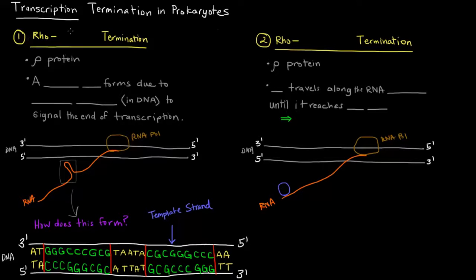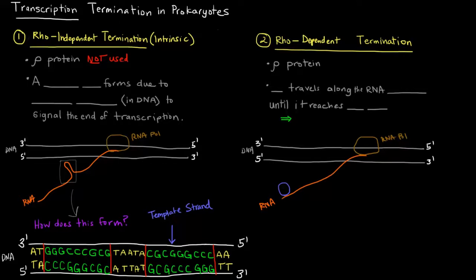In this video, I want to talk about how transcription ends, or how transcription terminates in prokaryotes specifically. So there are two ways. There is rho-independent termination, which is also called intrinsic termination. And there's rho-dependent termination. Rho is a protein, we'll talk about it shortly. But in the case of rho-independent termination, the rho protein is not used.